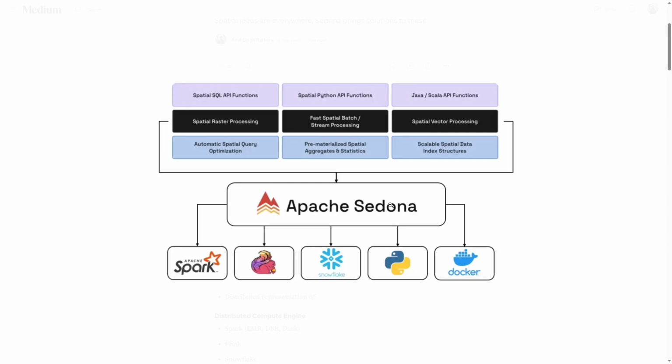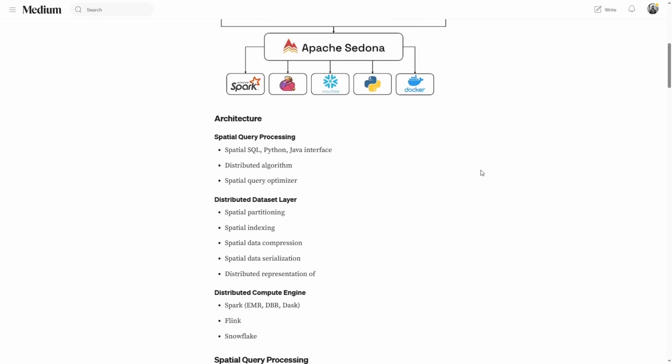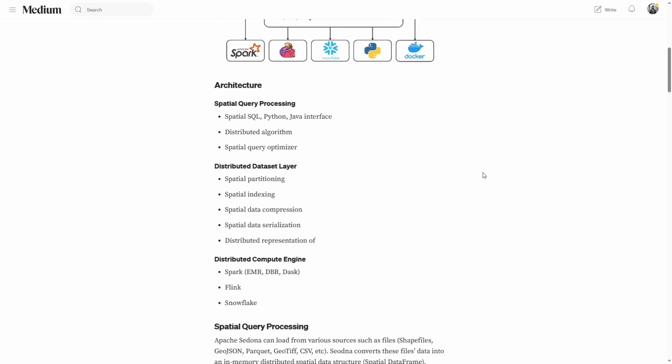And as I mentioned, it can run on Spark, it can run on Flink, it can run with Snowflake, it can also run with single instance environment like Python, or it can also work with Docker environment. So these are a few things to know about it. Architecture wise, it has three layers.